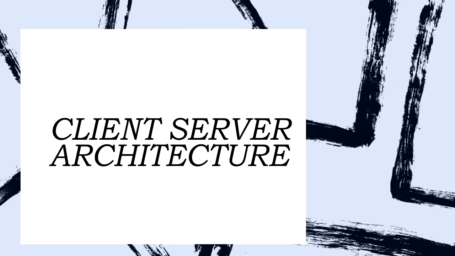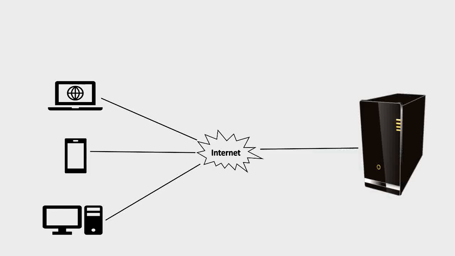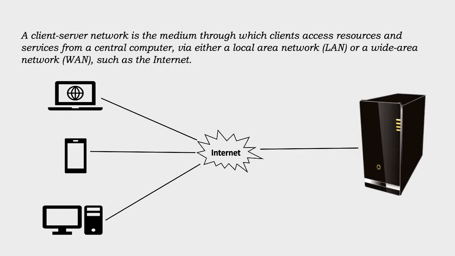So once we saw what is client and server, now we will go to what is client server architecture, how the architecture looks like. So this is how exactly the architecture looks like. A client server network is a medium through which clients access resources and services from a central computer via either a local network, which is LAN, local area network, or a wide area network, WAN, such as the internet.